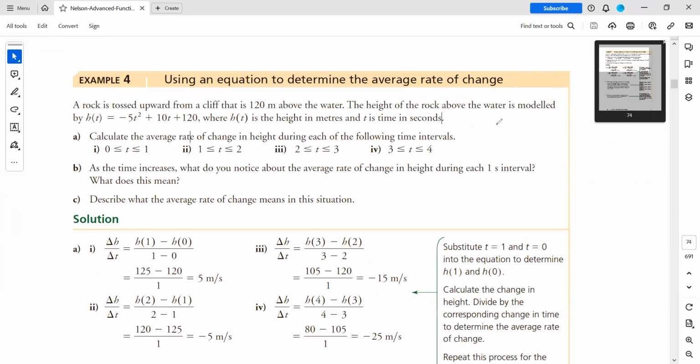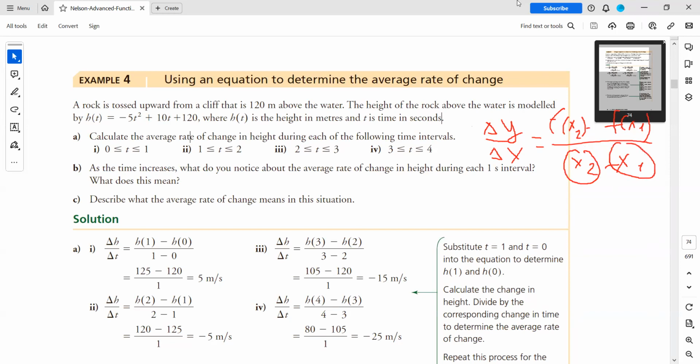So let's remember my formula for average rate of change. Delta y over delta x: f(x2) minus f(x1) divided by x2 minus x1, right? This is the formula I'm going to use. And what do I need for this formula? I need the initial moment of time and the final moment of time. Looking into this question, this is already given to me, from 0 to 1 second. So x1 would be 0, x2 will be 1, right?